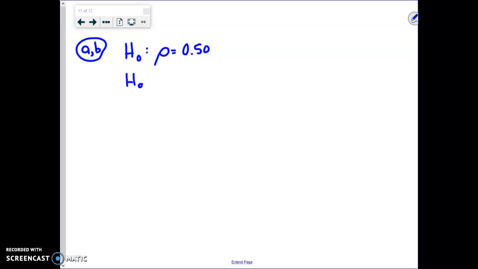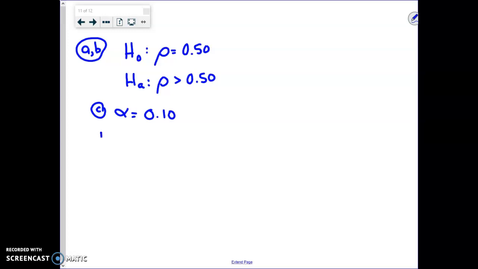Now the alternative would be, if there is a home field advantage, the home team is going to win more than 50% of the time. So this is a right-tailed test. Alpha is equal to 0.10. In other words, we're going to reject a true null hypothesis about 10% of the time.